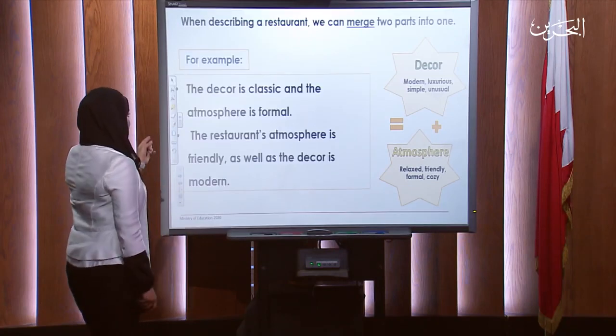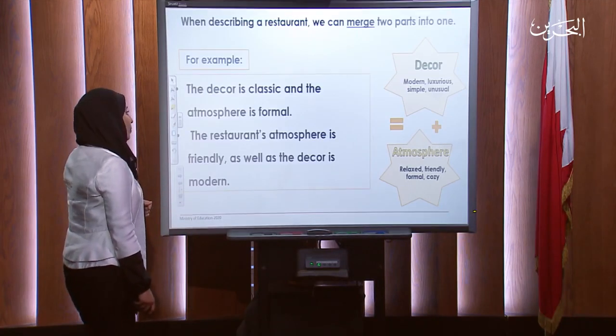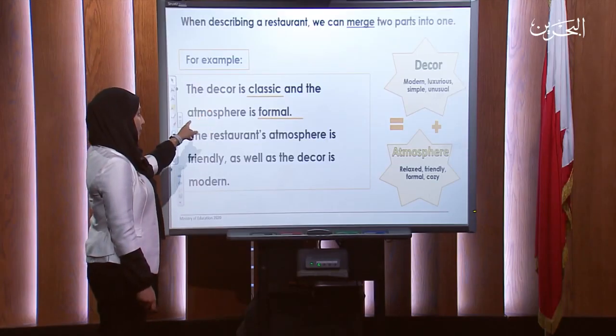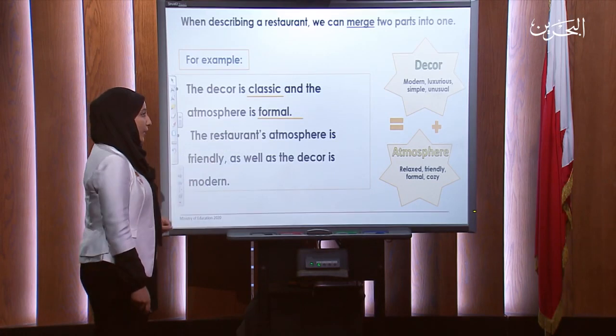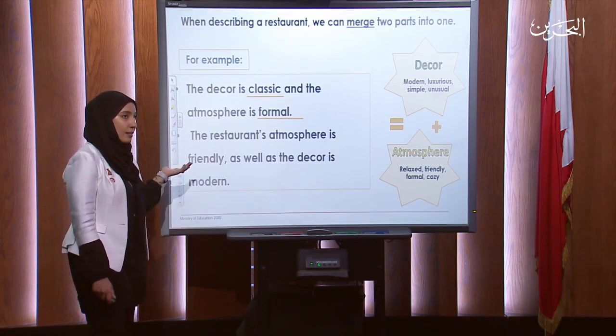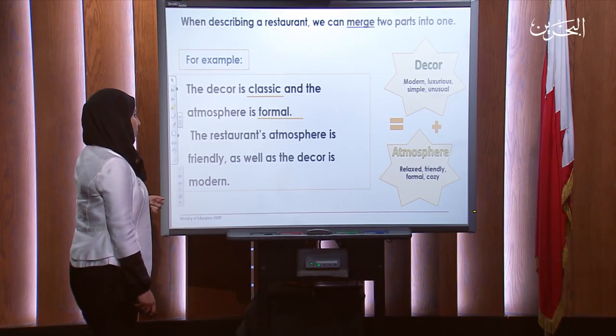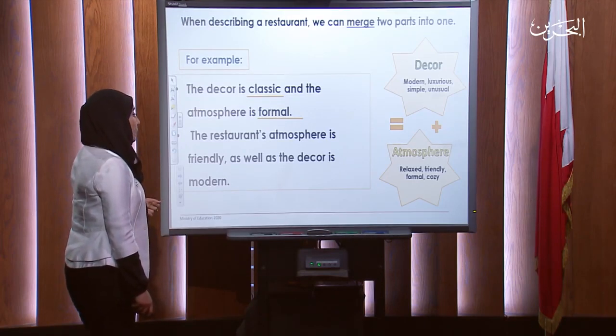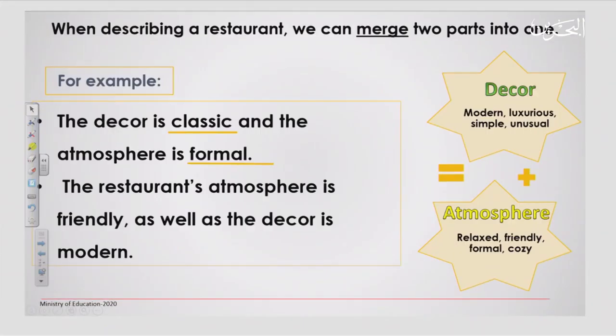For example, the decor is classic and the atmosphere is formal. So, the decor, classic, atmosphere, formal. Similarly, let's do together the next sentence. So, the restaurant's atmosphere is friendly as well as the decor is modern. Friendly, the atmosphere, and the decor is modern. Now, again, I want you to write a sentence using modern and cozy. 1 minute.